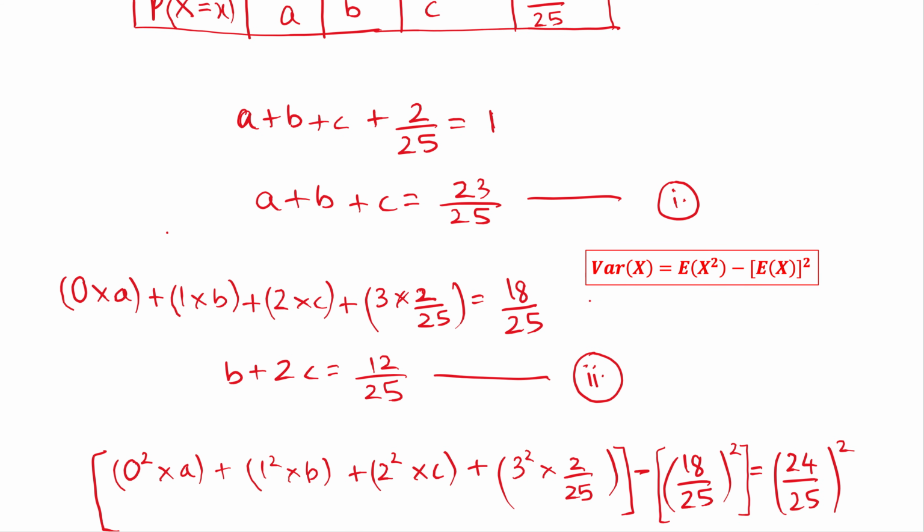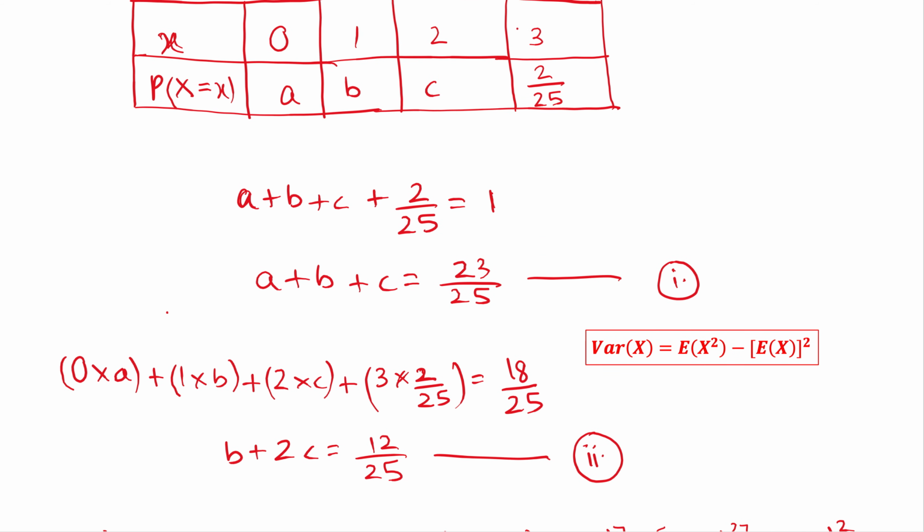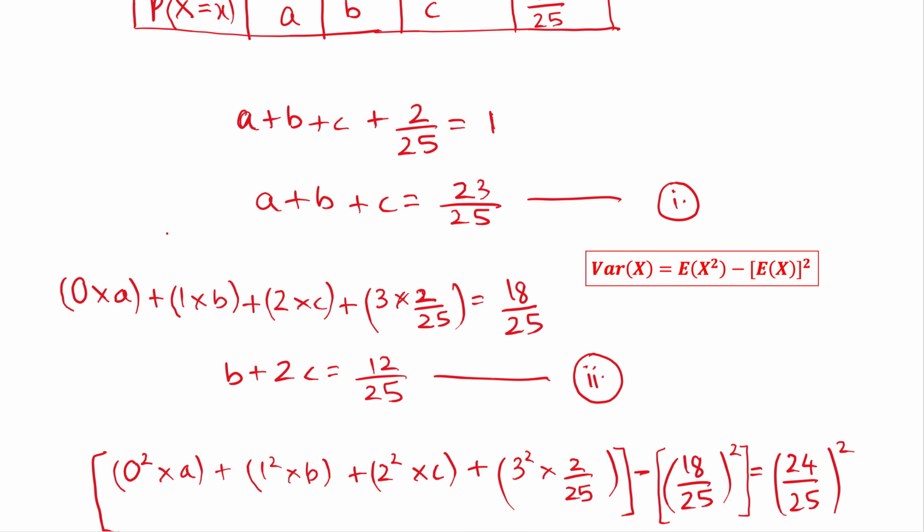So firstly, we will find E of x squared. This will just be 0 squared times a plus 1 squared times b plus 2 squared times c plus 3 squared times 2/25. We square the score and then multiply it with the probability. So now this is what E of x squared equals. Now we need to subtract the expected value of x whole squared. So this will be 18/25 whole squared, and this equals the variance, which is the standard deviation squared.